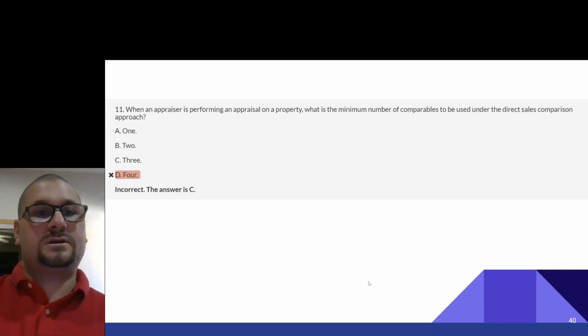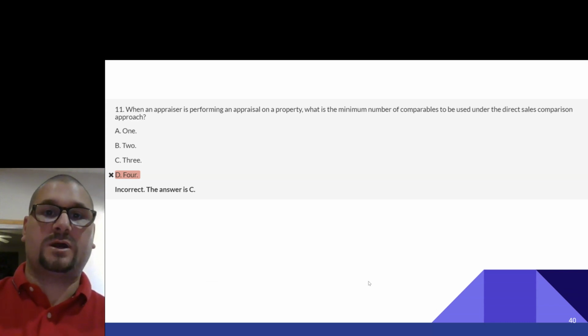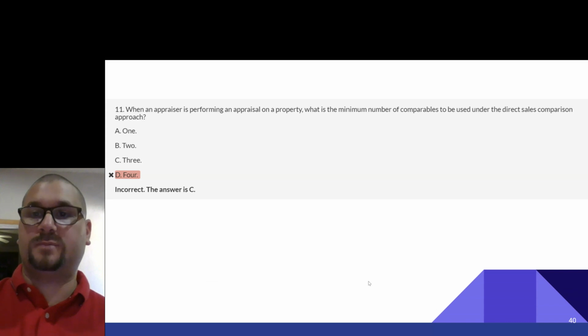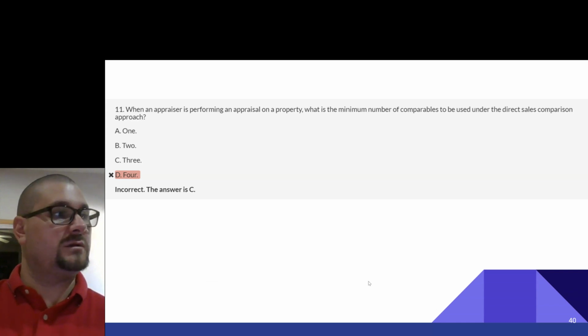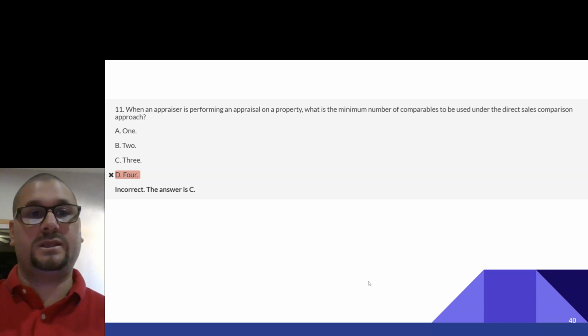When an appraiser is performing an appraisal on a property, what is the minimum number of comparables to be used under the direct sales comparison? C, it is 3.